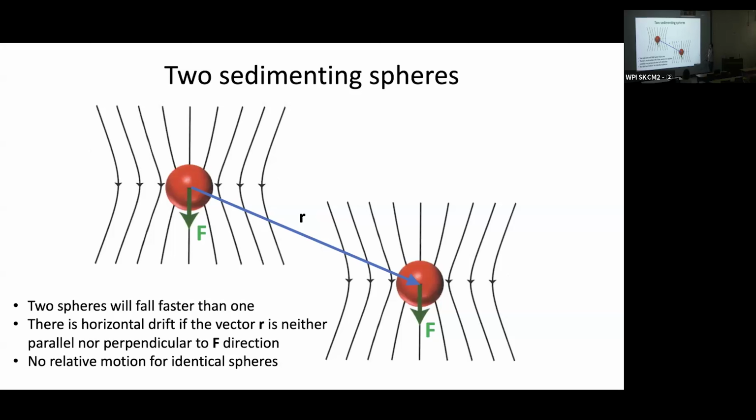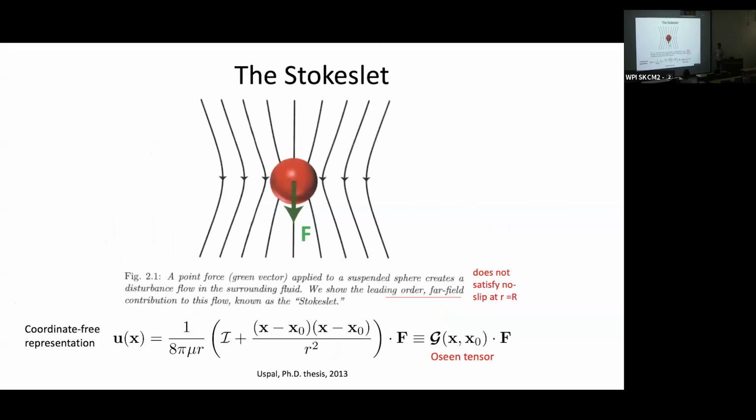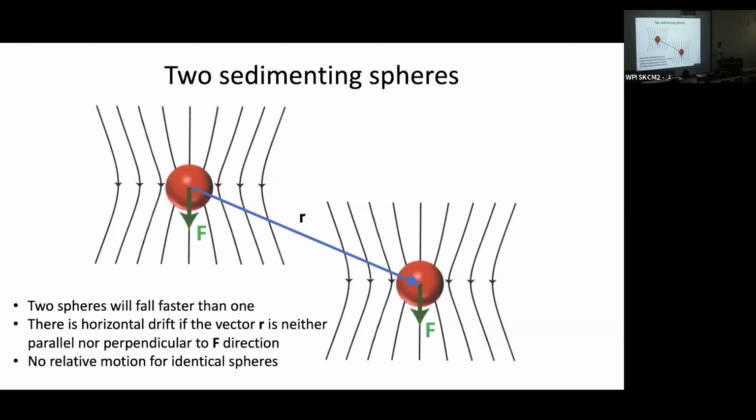Moreover, if they're identical, they will not have any relative motion. That's actually coming from the symmetry in x and x naught in this Oseen tensor. If you exchange x and x naught, because we have two factors here, we get the same expression, right? The minus signs will cancel out. So we're symmetric in x and x naught. So two identical spheres will show no relative motion if they're falling together in free space or unbounded fluid.